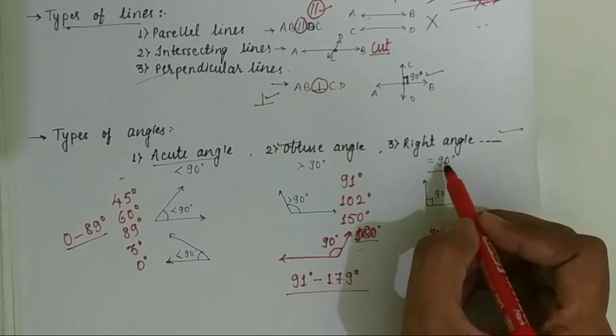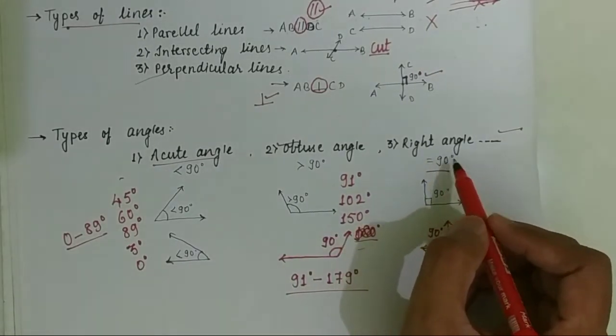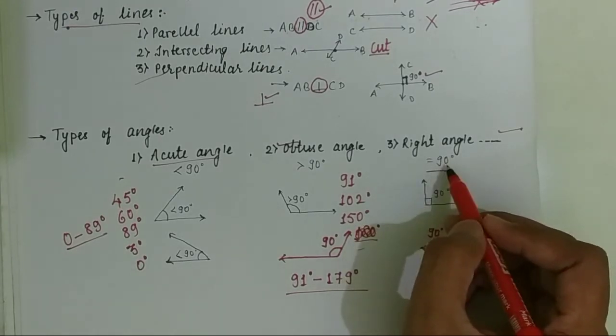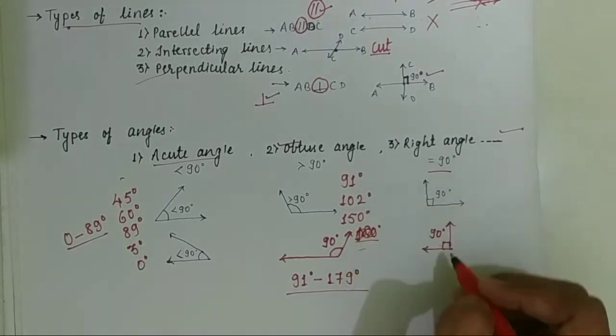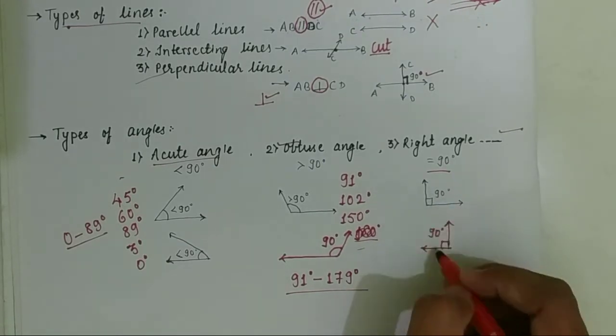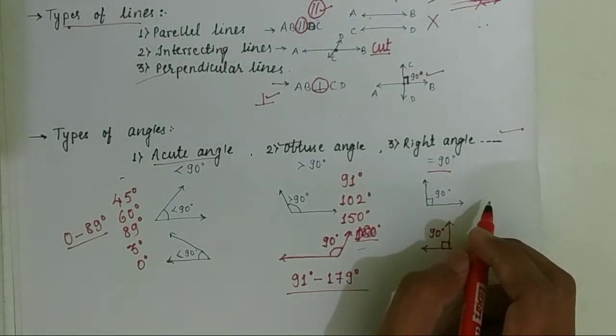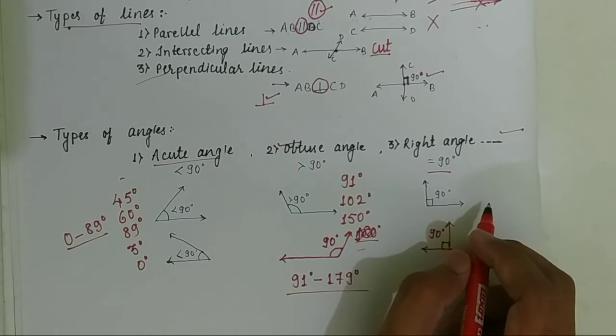Then third is right angle. Right angles are the angles which are exactly equal to 90 degrees. Means when we measure them, they are going to show us exactly 90 degrees. So these are called right angles. Okay.